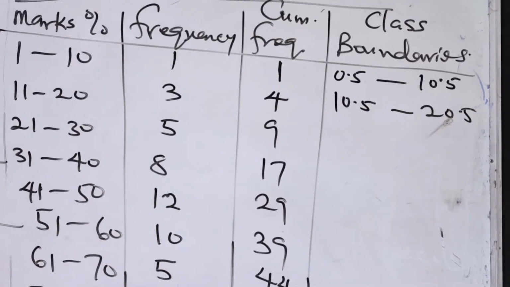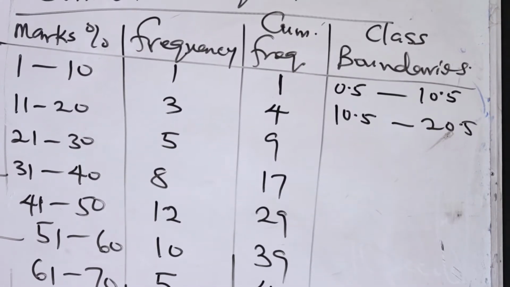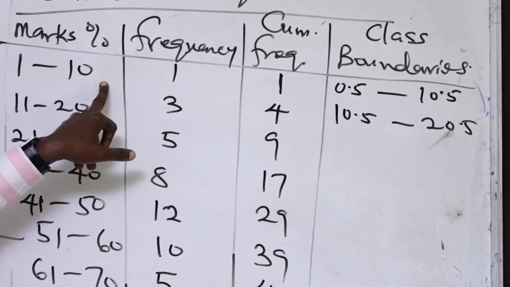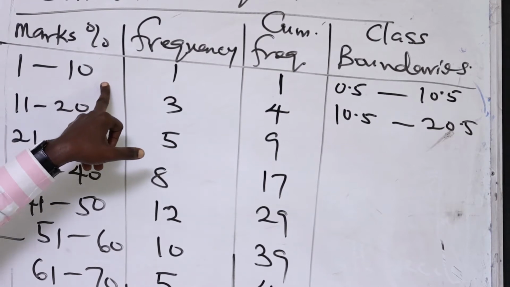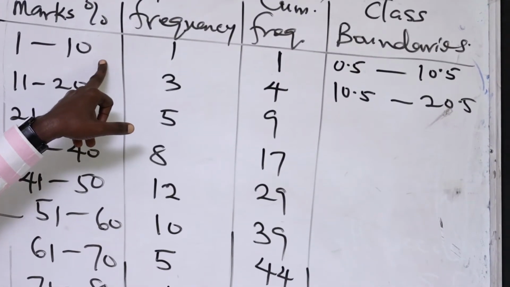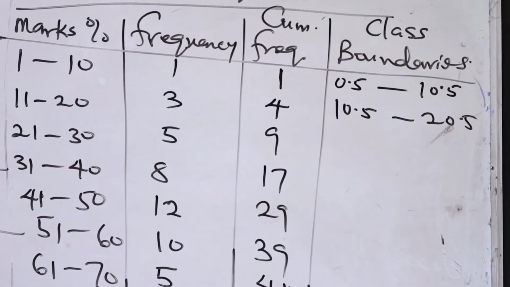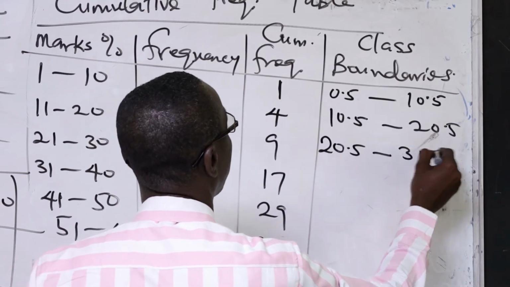Is there any error there? No. You are reducing this by 0.5 and increasing this by 0.5. Is that not what class boundary is? For all whole number intervals. Please, that's it. This is 20.5 to 30.5.